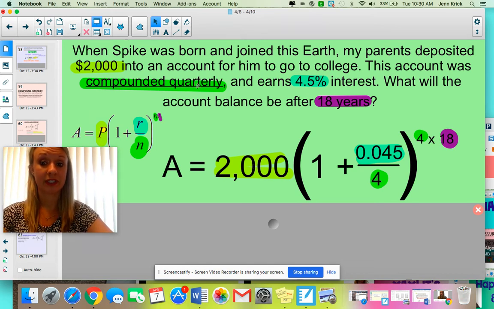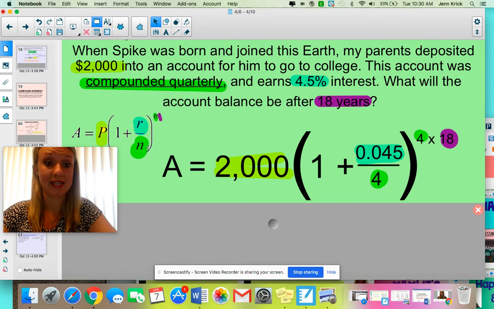Compounded quarterly means 4 times, so that is N, because that's the number of times per year. Notice, look at the green highlight. Not only does that appear here for N in my denominator, but N also appears as part of my exponent, so that you've got the 4 and you've got the 4.